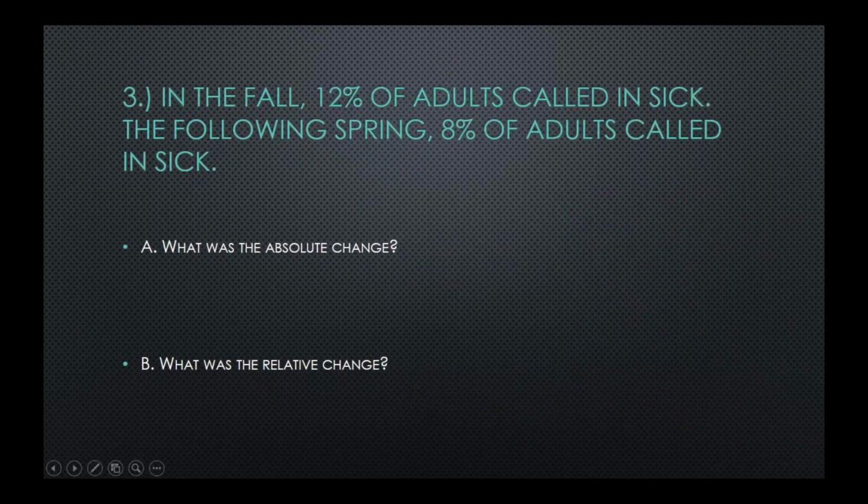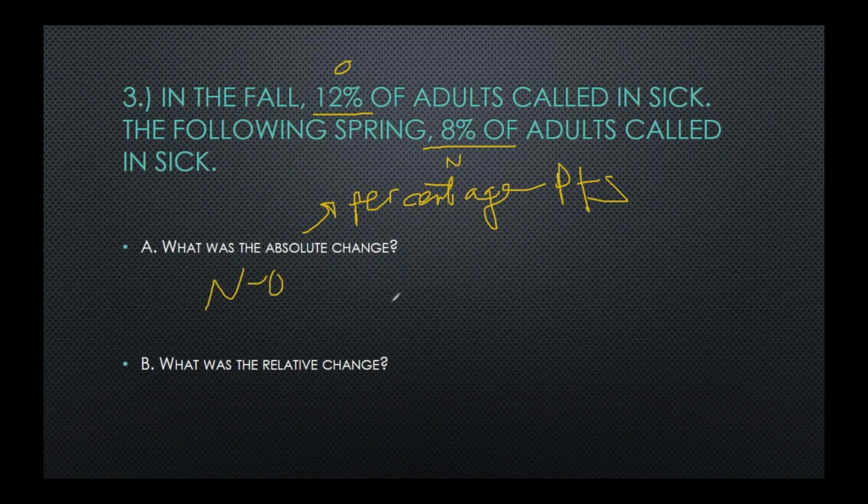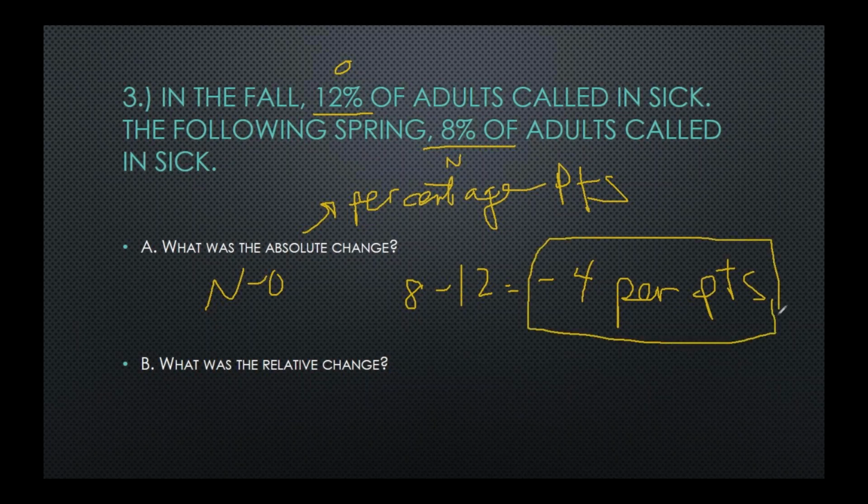I just want to draw your attention to it, that sometimes they give you data as percent already. So in the fall, 12% of adults called in sick. The following spring, 8% of adults called in sick. These are just data. When you're talking about absolute change and you are given percents, you talk about them as percentage points. Here's my new value, here's my old value. So new minus old is 8 minus 12. So we would say -4 percentage points. From the fall to the spring, the percentage of adults called in sick decreased by 4 percentage points.